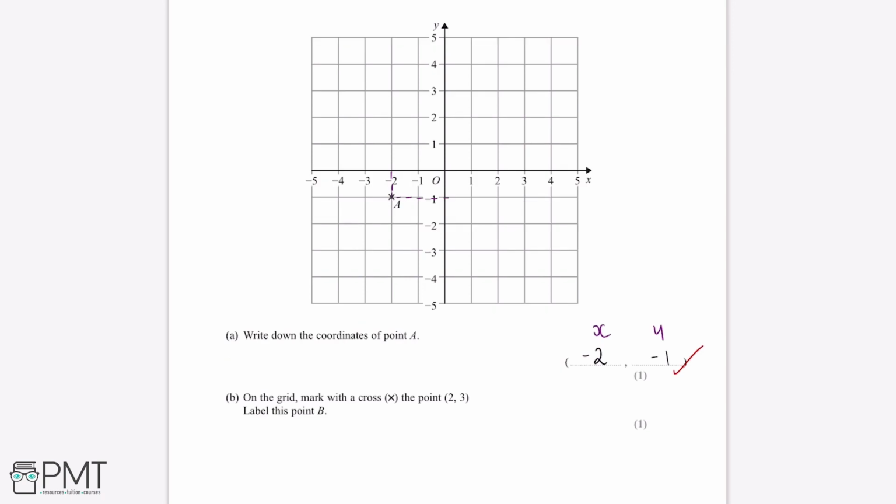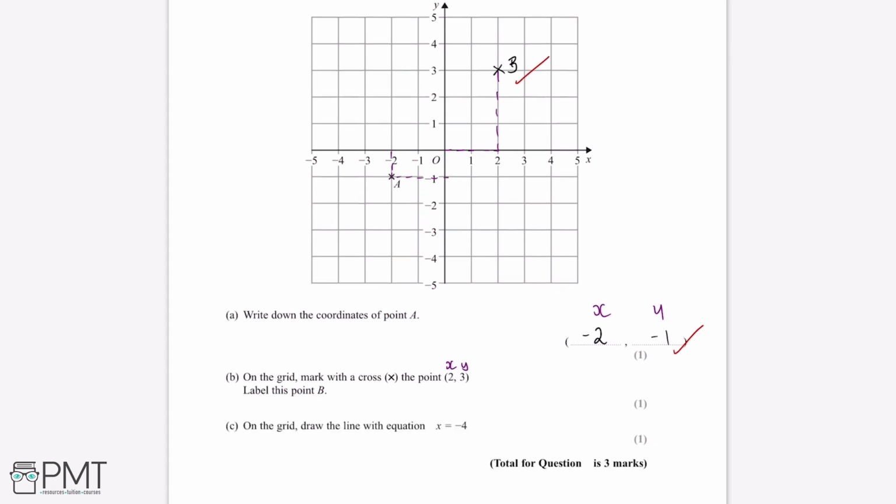On the grid, mark with a cross the point 2, 3. Label this point B. So as before, the x-coordinate is represented by the first number, and the y coordinate is represented by the second number. So therefore, for the coordinate 2, 3, we're going to want to go 2 along on the x-axis and 3 up on the y-axis. And if we do this, this gives us that point B is here. And this question's worth 1 mark, and this is for placing point B in the correct spot.